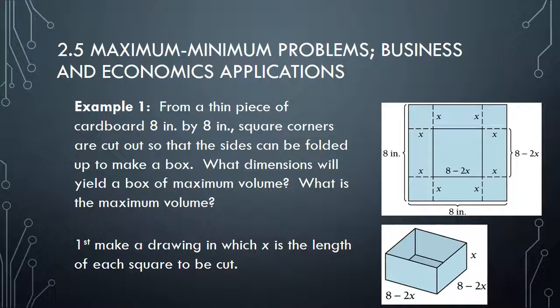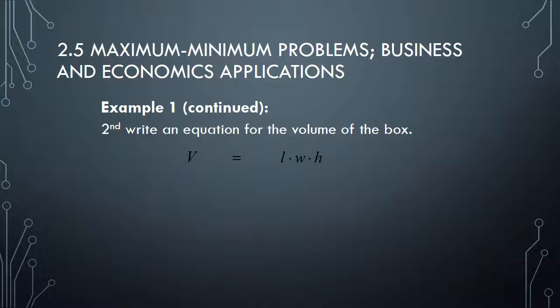The second drawing shows what the box will look like once we have folded it up. And you'll notice that the length and the width of the bottom is 8 minus 2x, and then the height will be x. It's determined by how much you cut out. Write an equation. Volume is length times width times height. So using the dimensions that we just discovered in our drawing, 8 minus 2x times 8 minus 2x times x.